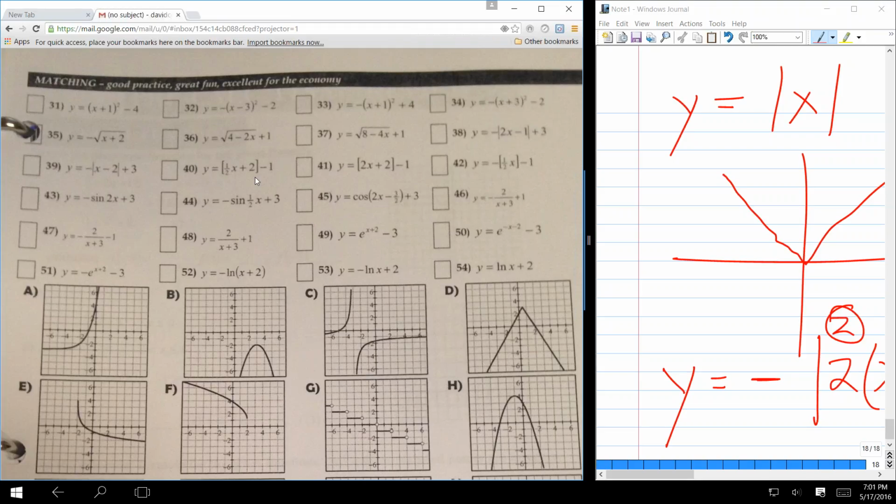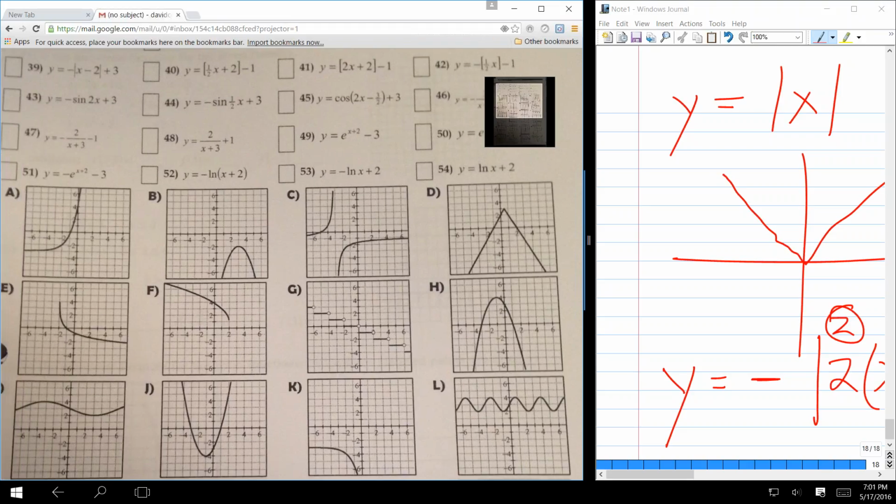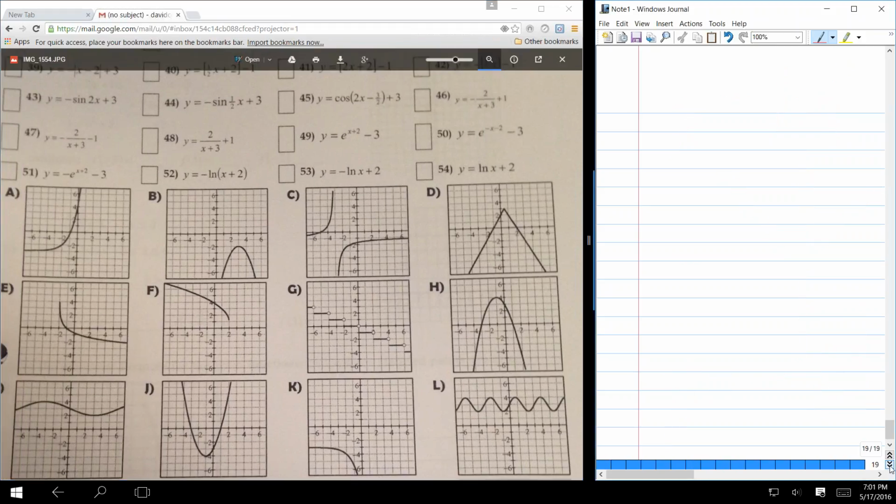All right, number Y. Boy, they gave you some toughies. I don't know why that surprises me. Of course they are. They're not going to give you the easy ones.